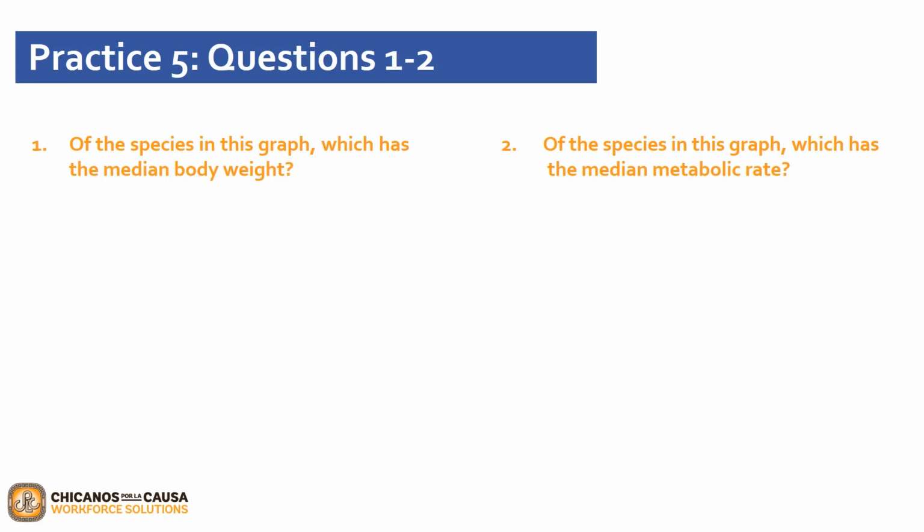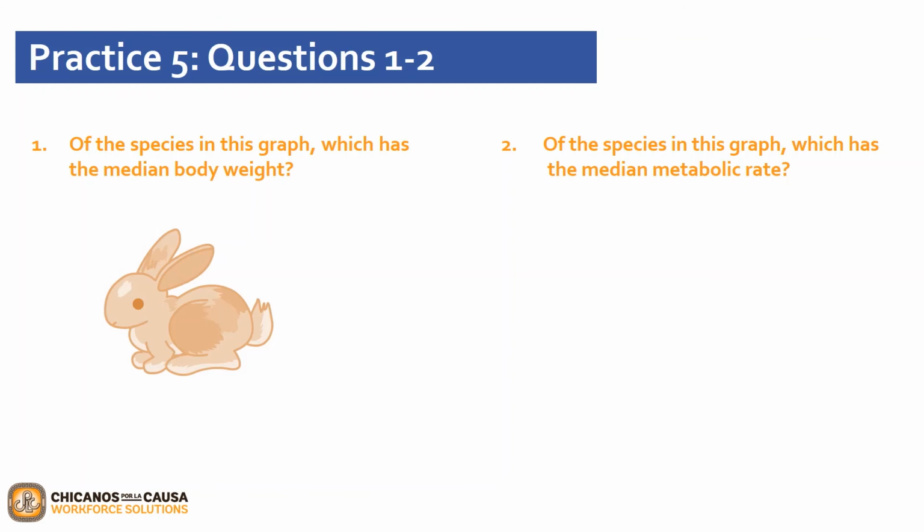Question 1. Of the species in this graph, which has the median body weight? As you saw in the passage and in the graph, we can see that the rabbit has the median body weight. As a reminder, the median is the middle number of a set of numbers. The rabbit, in fact, is heavier than the shrew, the cactus mouse, and the flying squirrel. However, it is still lighter than the dog, the human, and the horse.